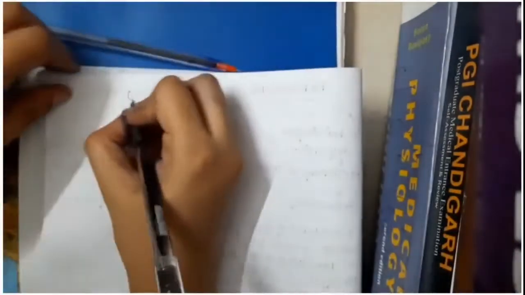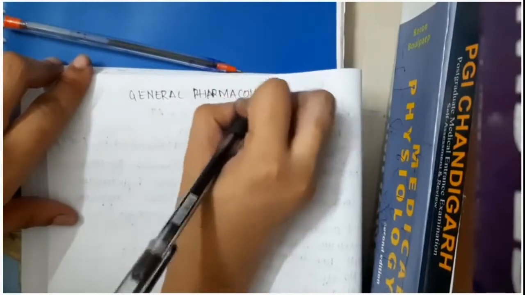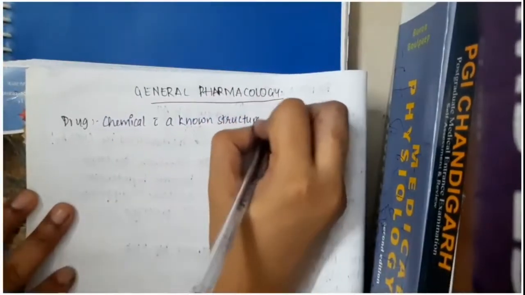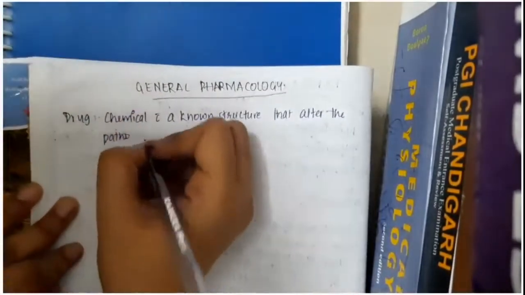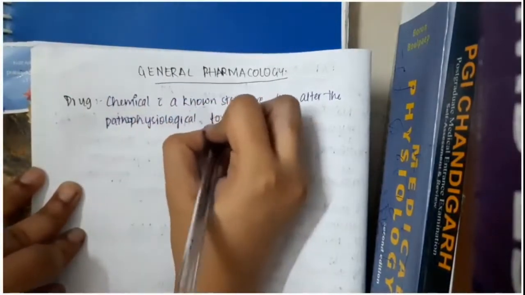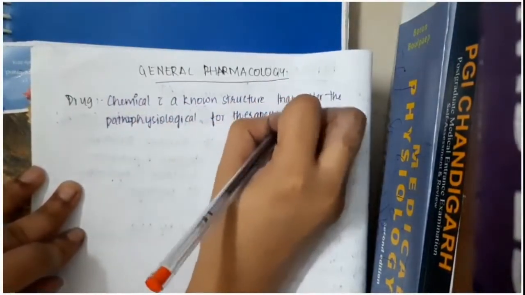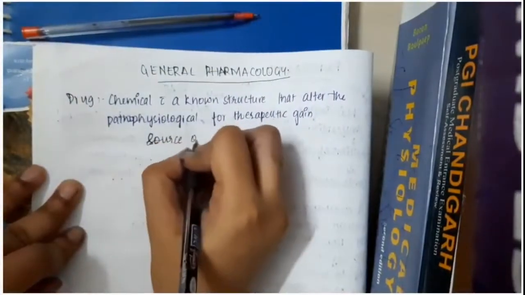In general pharmacology, first, what is a drug? A drug is a chemical with a known structure that will alter the pathophysiology for therapeutic gain. So, it is a chemical which will help us to alter the pathophysiological processes of our body for therapeutic gain. The sources of drugs.